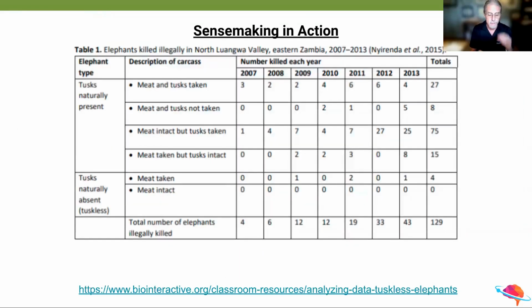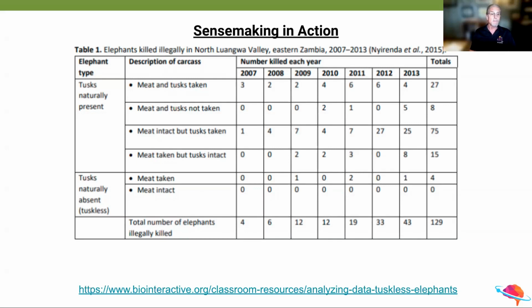So now I want you to analyze this data. You're going to analyze this data of elephants illegally killed in eastern Zambia, 2007 to 2013. What are the reasons they're killed? So take a moment, and maybe in the chat, what are some of the various reasons that people might be killing these elephants? They are hungry. Yeah, meat.